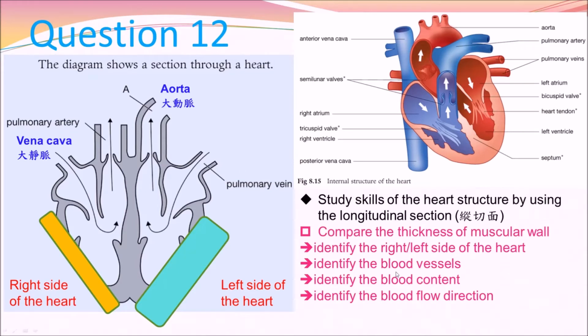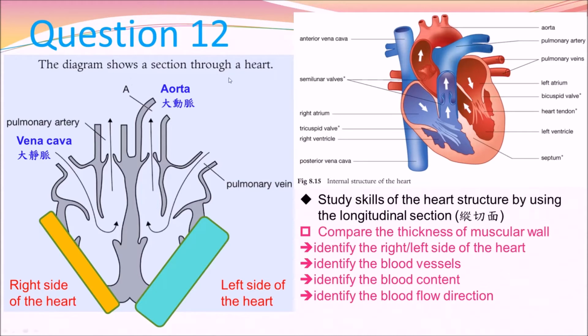So identify the blood vessels, and after that we can identify the blood content: oxygenated or deoxygenated blood, high or low CO2 concentration. So you can also identify the blood content after you know the name of the blood vessel. And then you can also identify the blood flow direction. The aorta pumps the blood to all body parts except the lungs. The pulmonary artery pumps the blood from the heart to the lungs. So that's a series of skills for examining the heart structure.